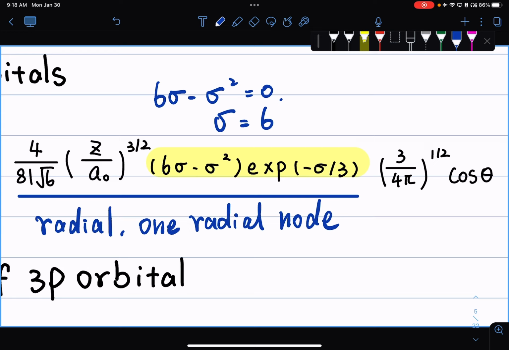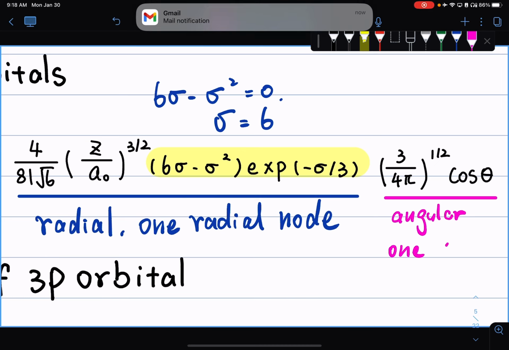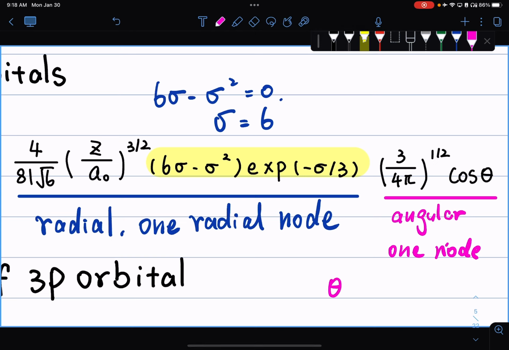So yes? When it says EXP, is that exponent, like, meaning? Yeah, that's just exponential. EXP just means exponential term here. And on the right-hand side, we have our angular part. And again, this is a cosine term, so for theta within 0 to 180 degrees, we have one node.